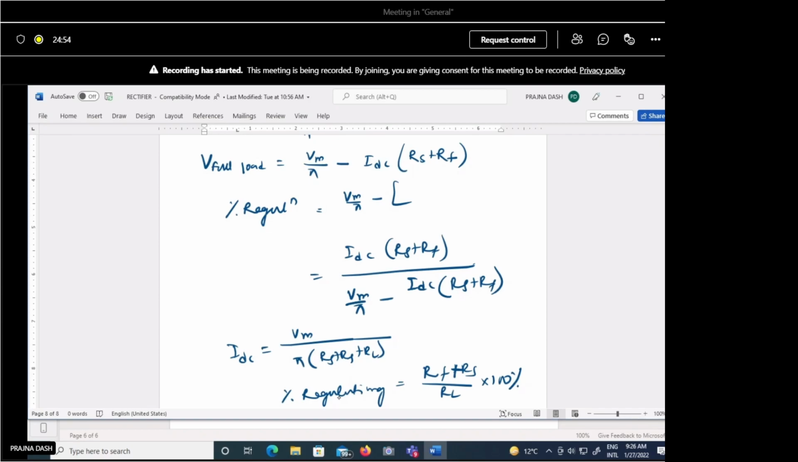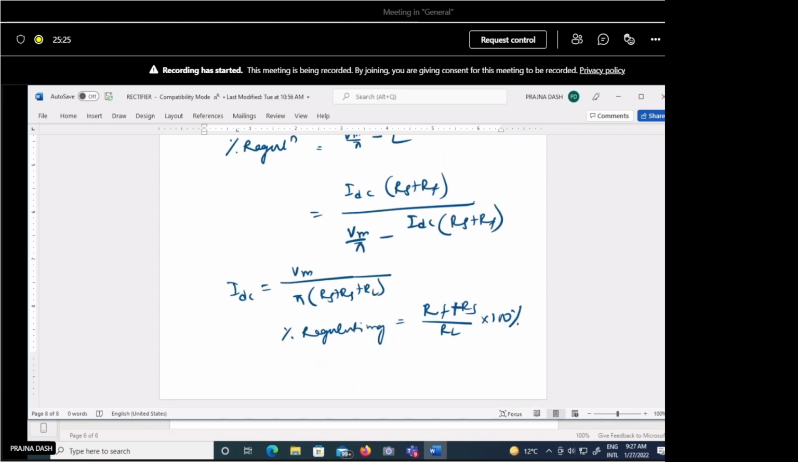So it basically depends upon the source resistance, secondary winding resistance, load resistance and forward resistance of the diode. Based upon all the resistance of the circuit, the percentage regulation will be calculated. And this percentage regulation shows the variation of your DC output voltage with respect to the DC output current. So you can calculate that. These are the parameters utilized for the performance evaluation of any rectifier circuit, whether half wave, full wave, or any other rectifier.